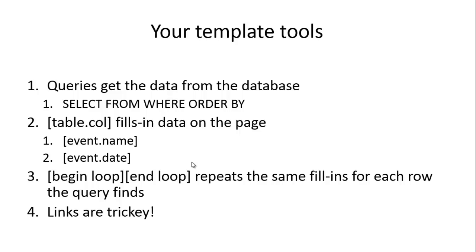There's only one other tool that I'll give you, and that's the begin loop and the end loop. Sometimes you need to do the same operation over and over again for every row. For example, when we're creating the alphabetical index, I want the name of every event. I don't just want one event name, I want every event name. So we're going to use this begin loop and end loop to repeat the same fill-ins, the same event.name or whatever, for each row that the query finds. So it's much easier for me to demonstrate that than to explain it, so I'll leave that alone for a moment, and we'll come back to it. The last thing I want to tell you is that the links are a little tricky because they look strange, but once I unpack them for you, I think you'll be able to deal with them.